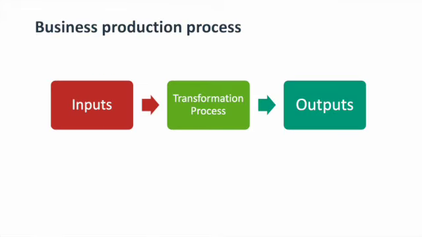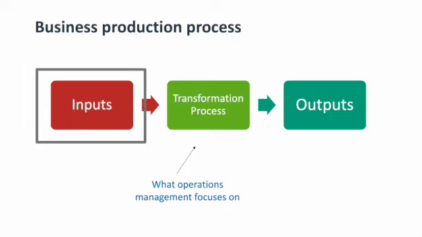This picture we've seen mainly in Unit 1. Inputs are turned into outputs, and operations management is basically focusing on the transformation process of turning inputs into those outputs. We discussed what inputs are, and this chapter also mentions it. So this is on one hand a recap, on the other hand chapter 5.1 definitely wants you to know what the different inputs are.